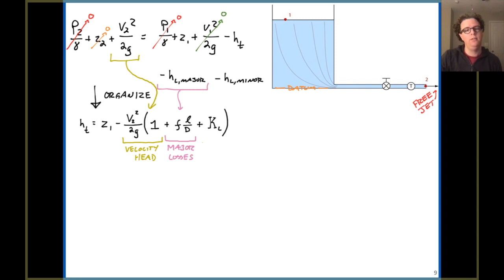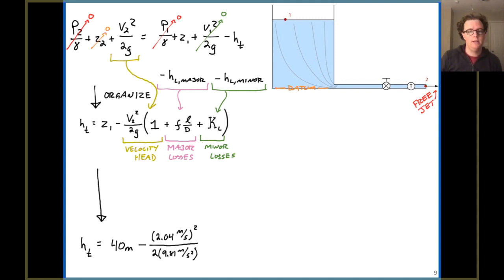For major losses, we've got our friction factor f times L over D, and then normally we'd have times V squared over 2g right in that chunk. I've factored it out in front of the parentheses, and I did the same thing for minor losses. So I've gone ahead and solved our energy equation for turbine head, and what we're left with then is actually doing the math here.